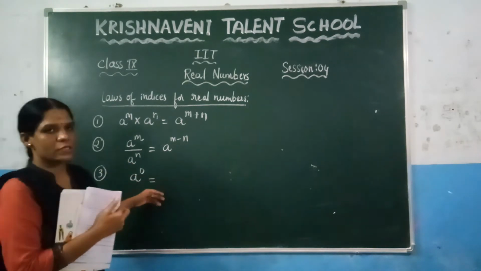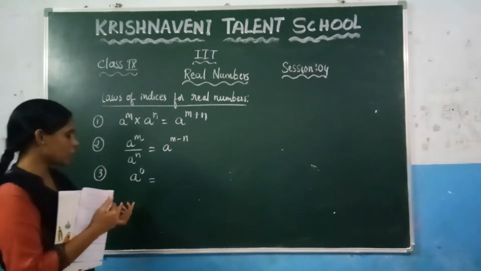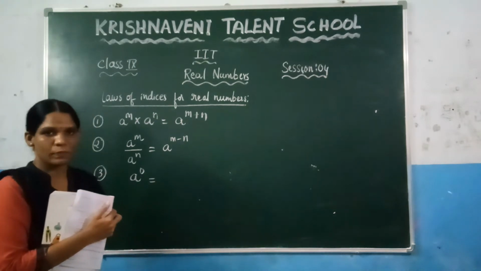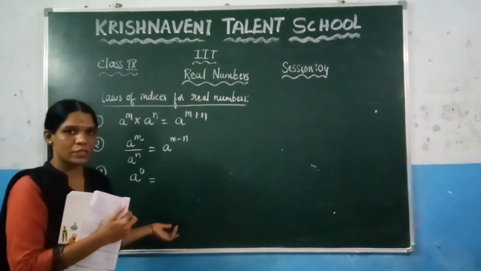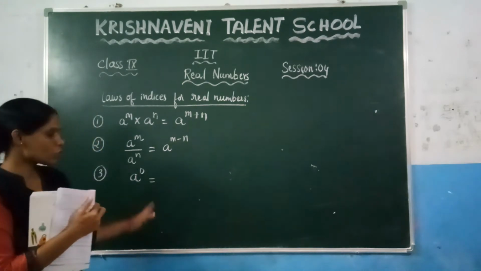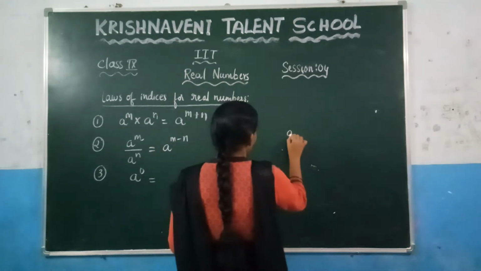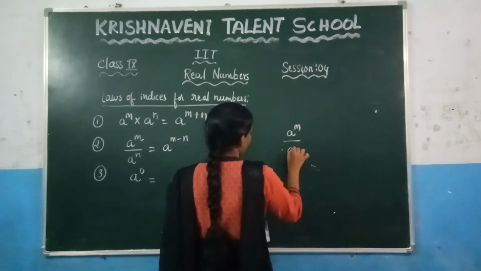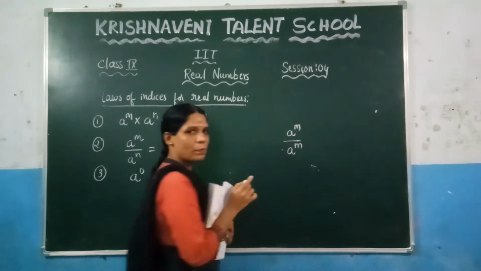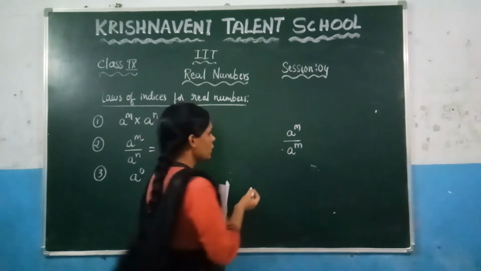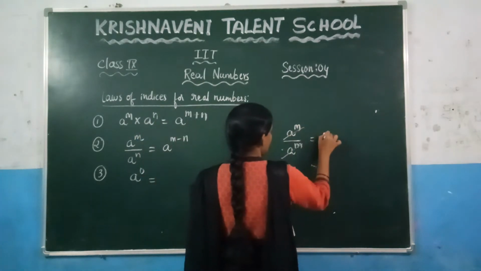Anything to the power 0. That means the base can be any value. If the power is 0, what will be the value? That means 100 power 0, 99 power 0, anything. So what will be the value of this one? Let us solve this one. A power m by a power m. What is the value of a power m by a power m? You know that if these two get cancelled, you will get the answer as 1.